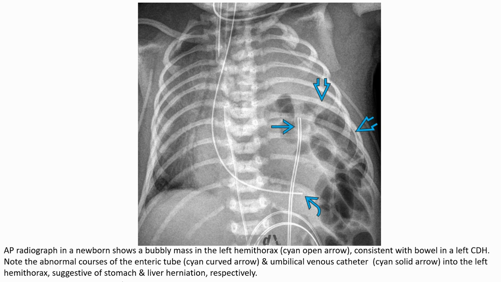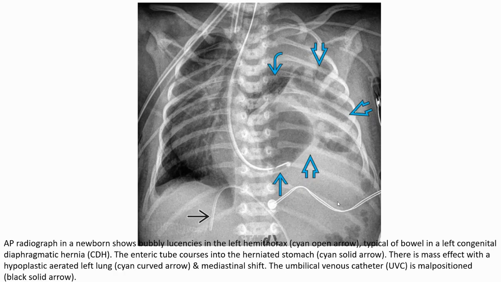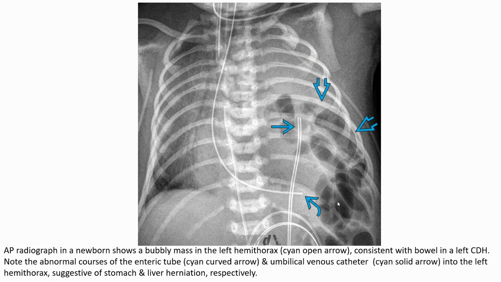Another case, AP radiograph in a newborn. So a bubbly mass in the left hemithorax, like we've seen here, which is consistent with bowel in a left congenital diaphragmatic hernia. Note the enteric tube and umbilical vein catheter course into the left hemithorax, suggestive of stomach and liver herniation respectively.